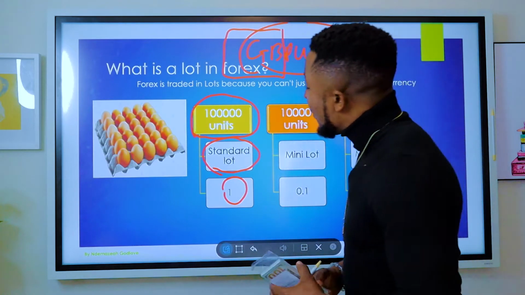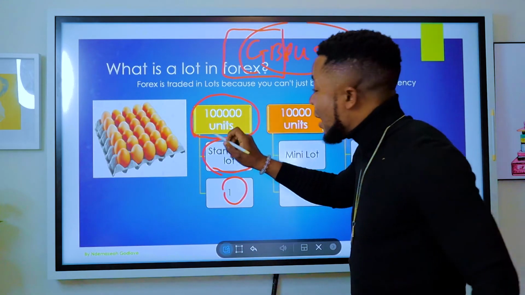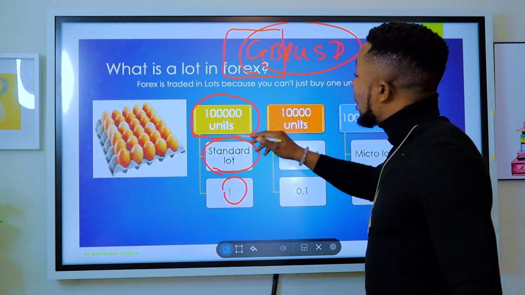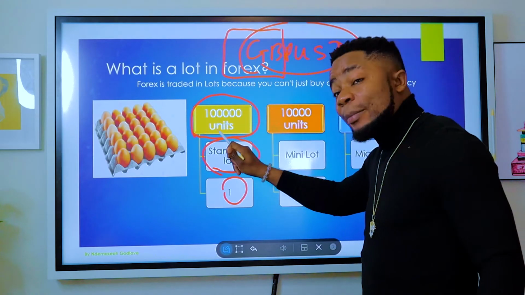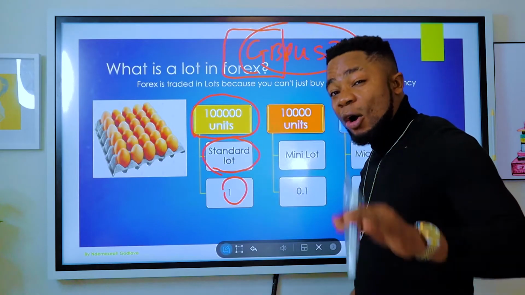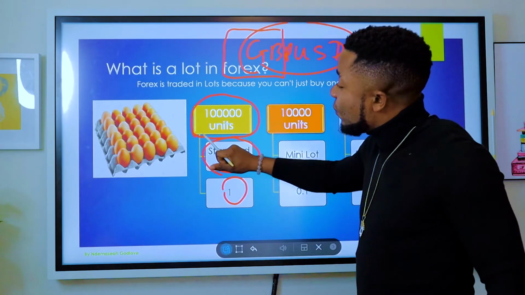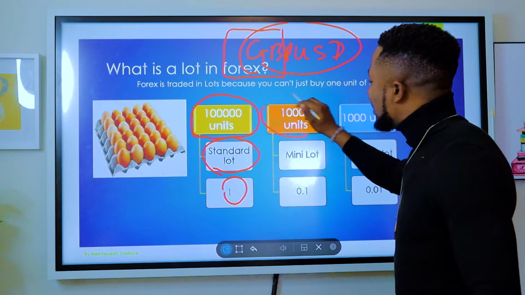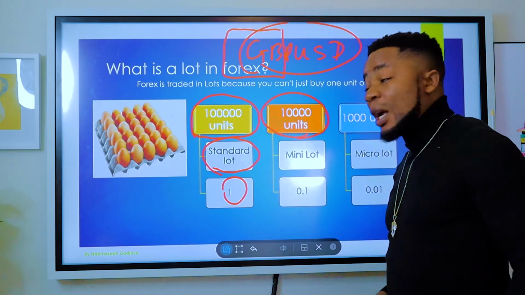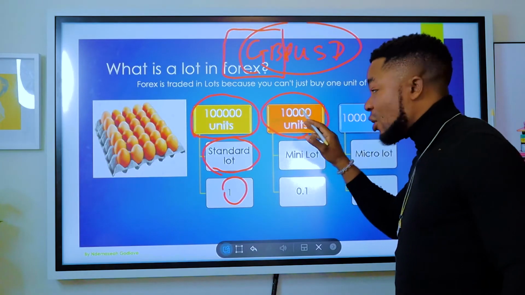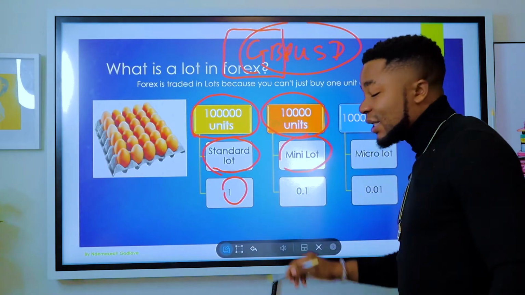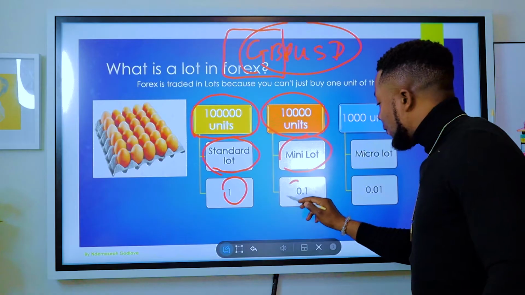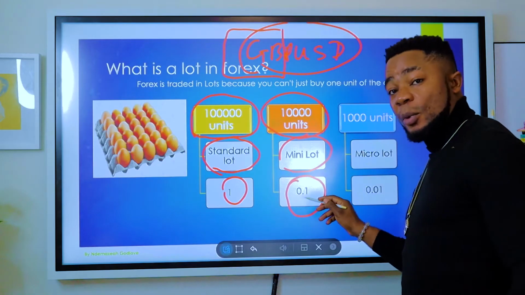Now, if you don't have up to $100,000, remember you are buying 100,000 units of that base currency. But if you don't have up to $100,000 in your account, what you can do is buy 10,000 units of the base currency, which is what we call the mini lot. And on your MT4 or MT5, what you put will just be 0.1.